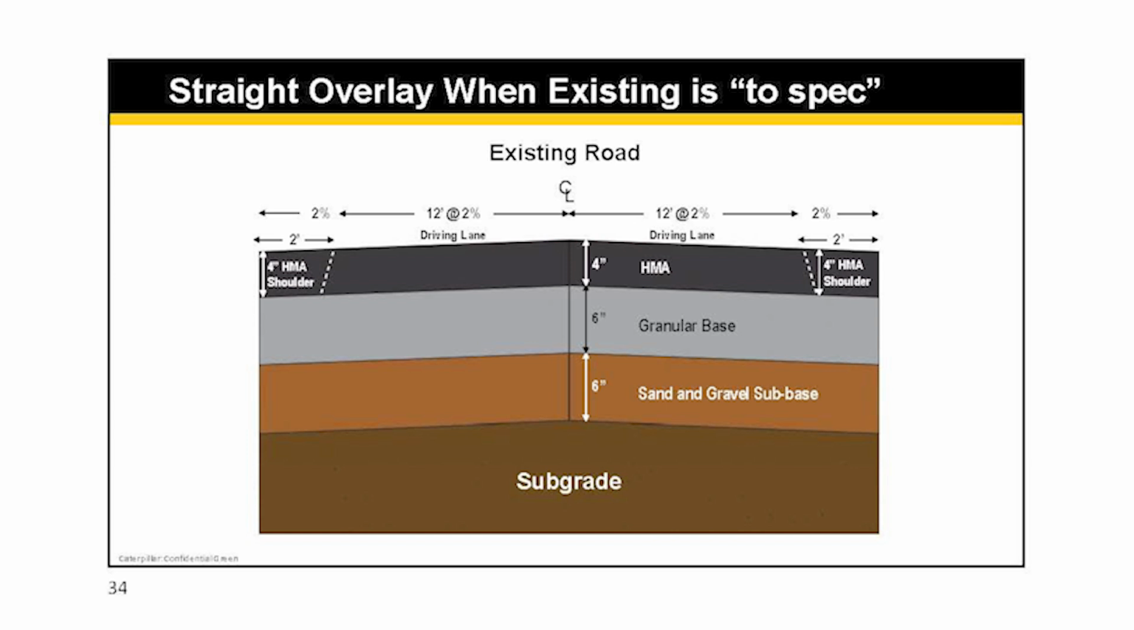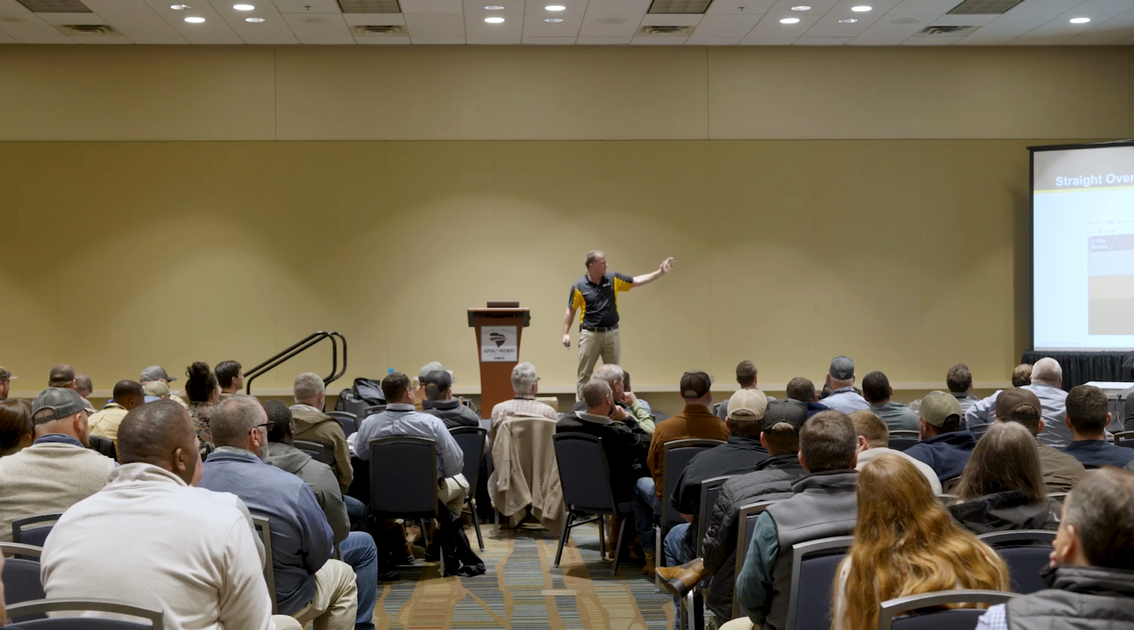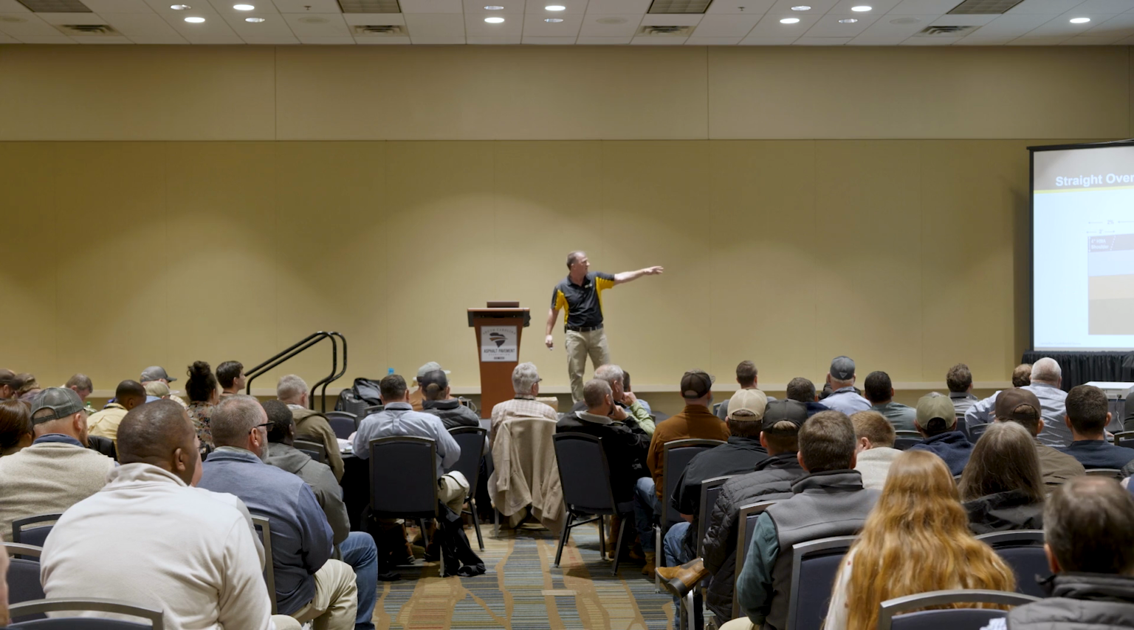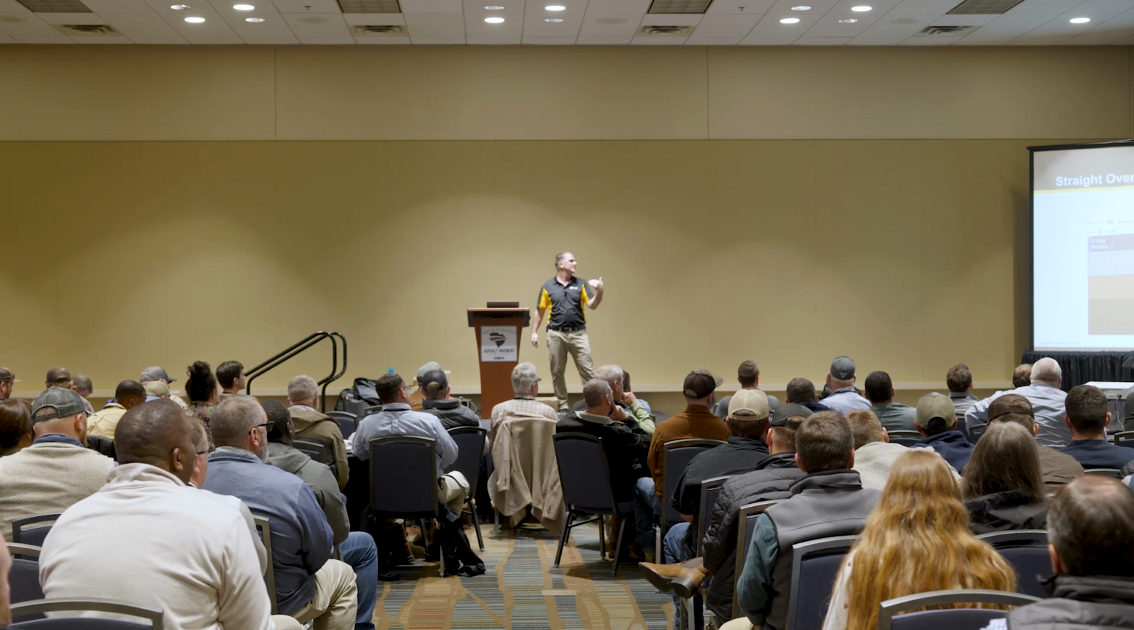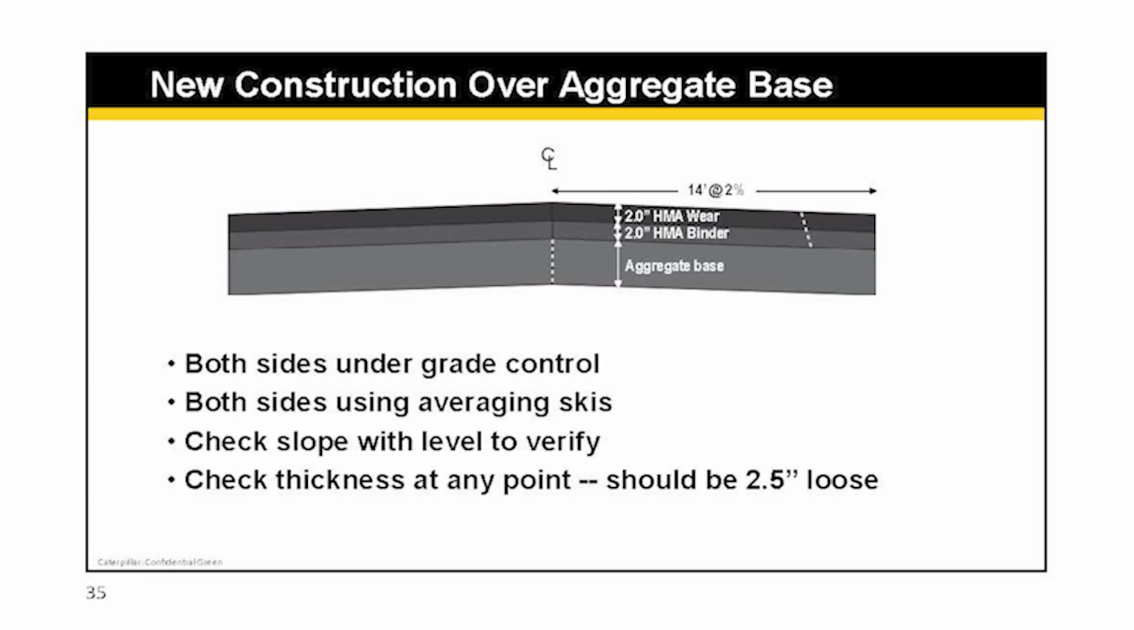So if we look at an existing road here, this is already 2% spec. This is a road we're going to come in and do an overlay on it. We've got a 12-foot lane on each side of the center line here, 2% each way from center. That's our existing.